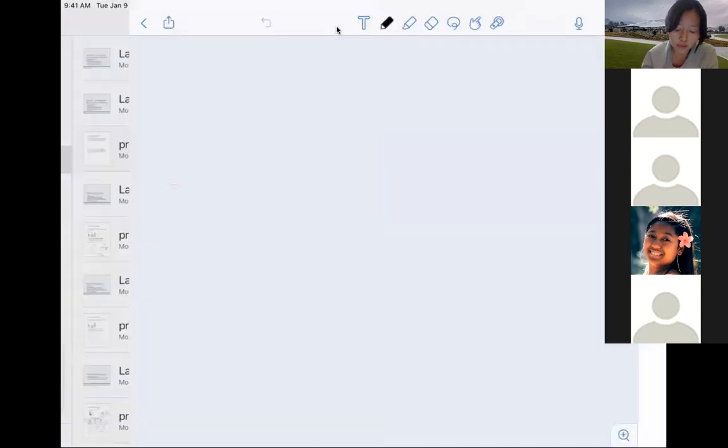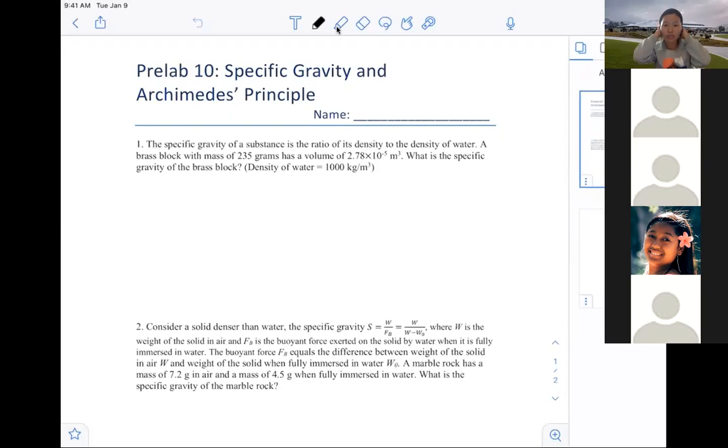So let's take a look at our pre-lab. The first question is asking us to calculate the specific gravity of brass. So we need to know the density of the brass. How do we calculate density if we're given mass and volume? How do we get density from mass and volume? What do you think? You divide them? Very good. We use the mass of the brass divided by the volume of the brass.